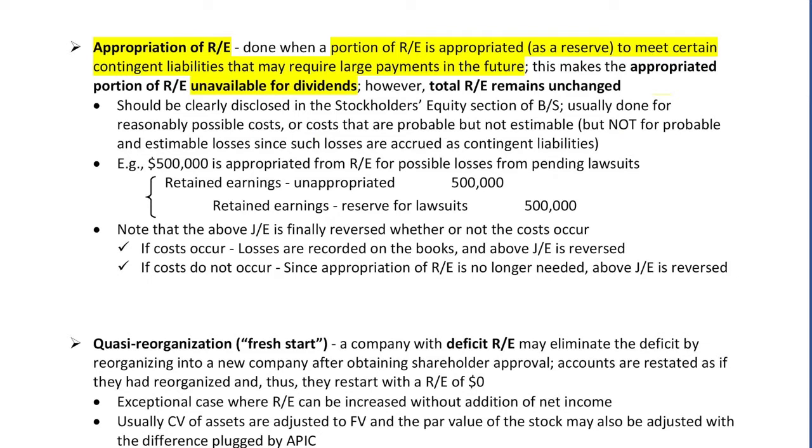Now this is considered a disclosure on the face of the financials and is appropriate for reasonably possible costs or costs that are probable but not estimable. This is not used for probable and estimable losses, which are accrued on the income statement and reduce net assets. So you have a journal entry for that where it's loss debit and contingency credit. The loss reduces net income and reduces the retained earnings on the balance sheet. So there's no need of appropriation here. Only when it's not accrued on the financials do you want to have an appropriation of retained earnings.